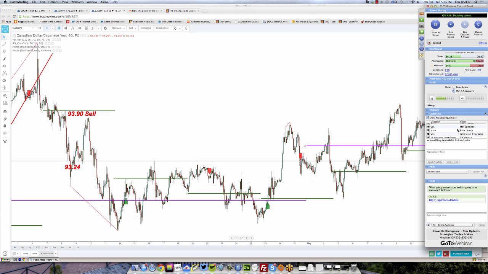I think Matt's looking at this week's pivot. Oh, it's way up there. He's looking at a trade. All right. Well, that's not really going to work for us right now because it's a long way off.